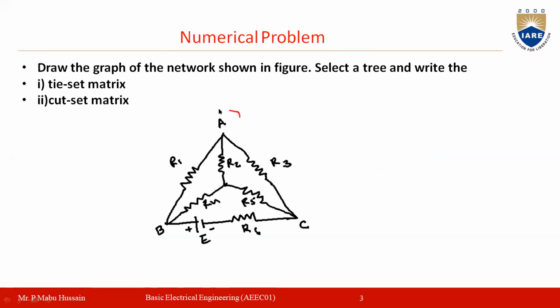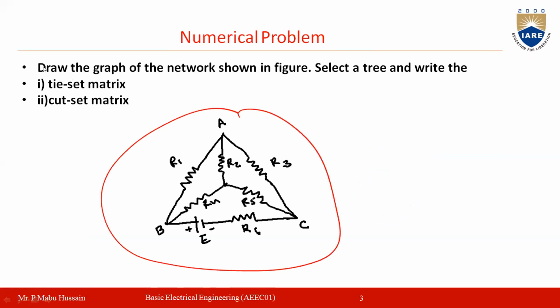So this is the electrical network given. Now for this network, first you have to draw the graph. So how can you draw the graph? Simply, you replace all the passive elements with line segments, voltage sources are short circuited, and current sources are open circuited. You know this, right? Here you have only one voltage source, so this voltage source you have to short circuit.